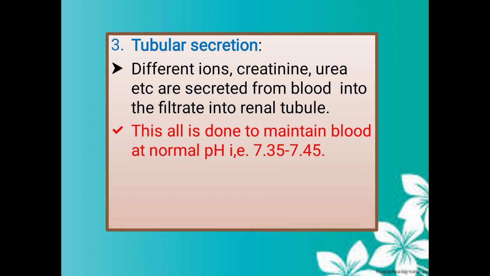From here, the third step of urine formation starts, that is tubular secretion. In this step, different ions, creatinine, and urea are secreted from blood into the filtrate in the renal tubule. Why is this done? This is all done to maintain blood at normal pH, that is 7.35 to 7.45, and it is the normal pH of human blood.